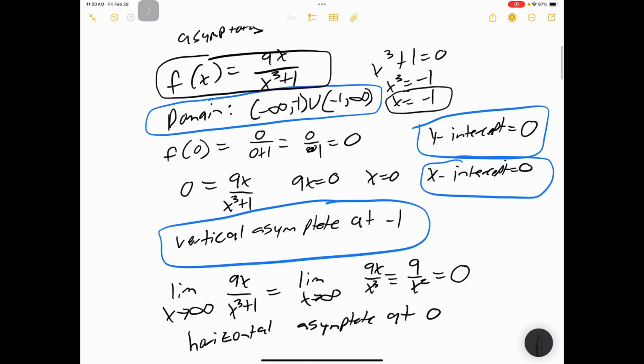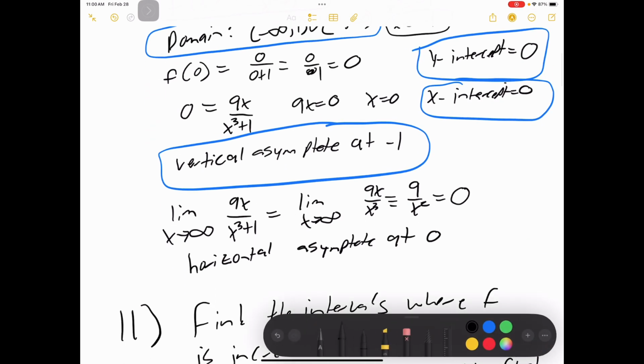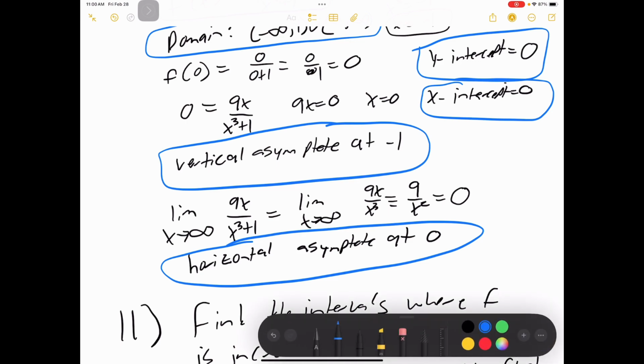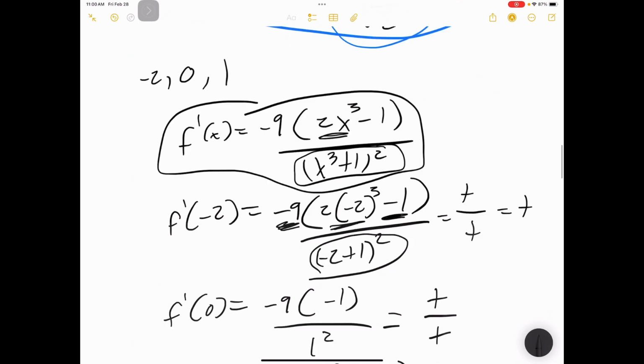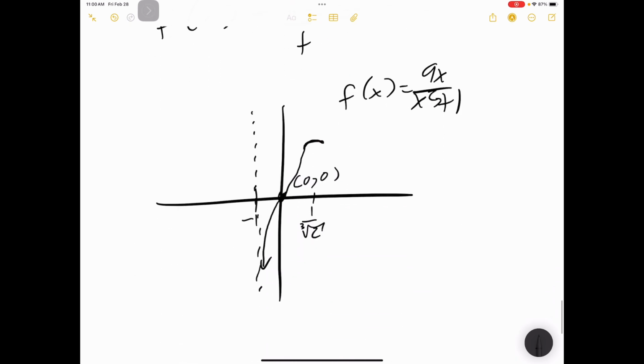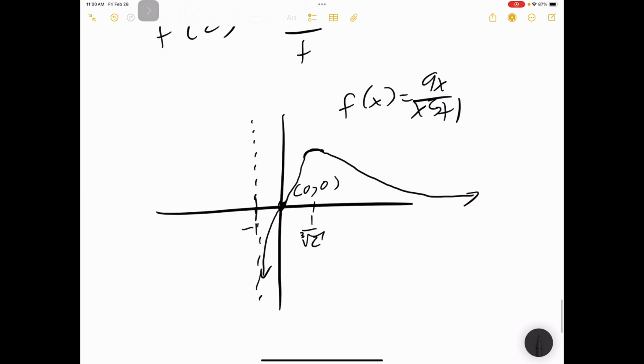Perfect. Let's keep going. We also found, I forgot to circle it in blue, that we had a horizontal asymptote at 0, which means as we keep going on the right here, we're going to be approaching 0. We have a horizontal asymptote at 0. And so we're going to be going off to 0.